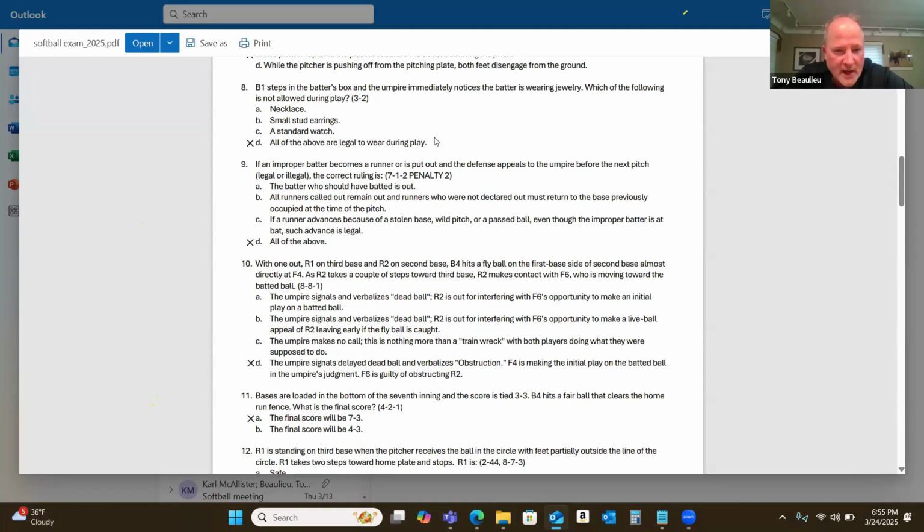If a runner advances because of a stolen base, wild pitch, or a passed ball, even though the improper batter is at bat, such advance is legal. Okay, so the answer is all of the above. Those are situations that are all in play if you get a batter who's out of order.